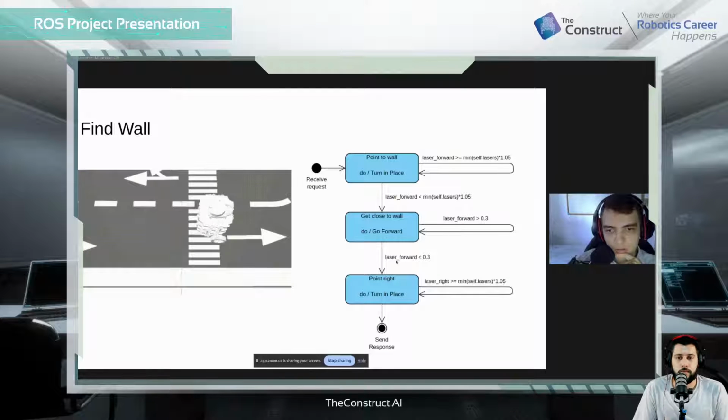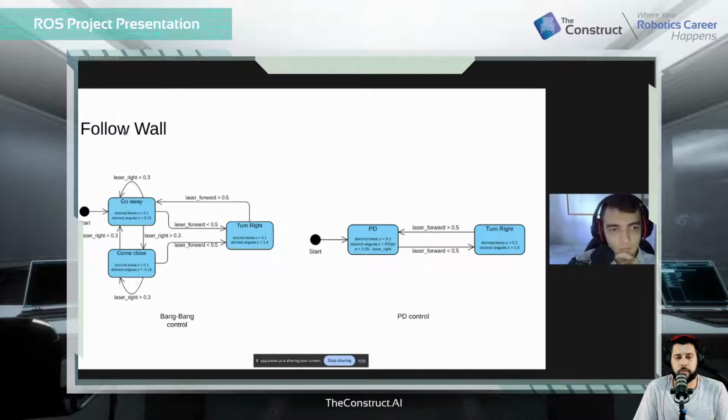Then it goes to the wall until it's less than 30 centimeters, and then it starts doing the same thing, but now the shortest laser should be the one on its right. So I know the front of the robot is pointing in the right direction in order to start the walk.